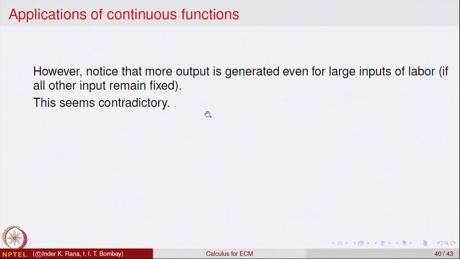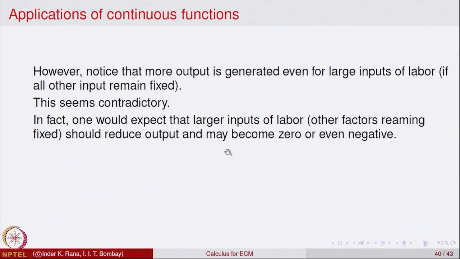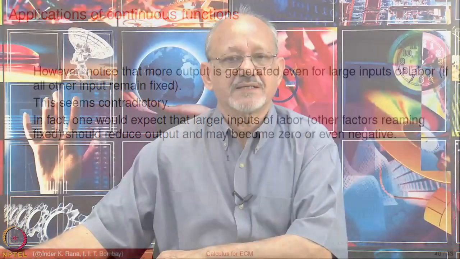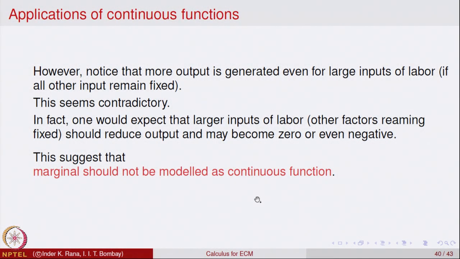That does not seem to be a very good scenario, because normally increasing the labor while keeping everything else constant does not keep increasing the production. This seems contradictory to the business model. So, what is to be done? One would expect that larger inputs of labor, with other factors remaining fixed, should reduce the output, and it may even become 0. Let us look at some illustration. The idea is that marginal should not be modeled as a constant function.